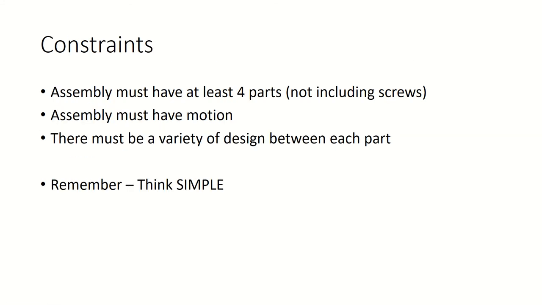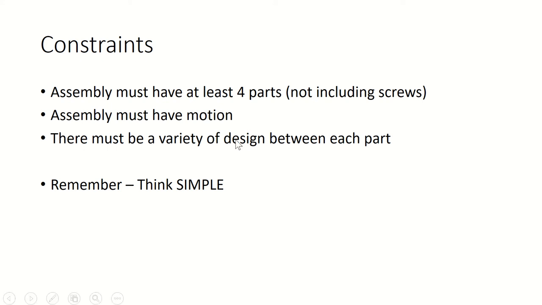Here are some project constraints. So your assembly must have at least 4 parts, not including screws. When you're actually creating your part files, you don't have to include these screws either. You can leave those out. And then your assembly must have motion. Okay, so part of the project is to actually create a motion analysis video. Therefore, it has to have some type of motion so that you can actually complete that part of the project.